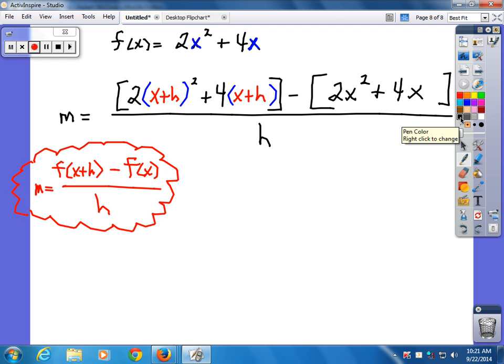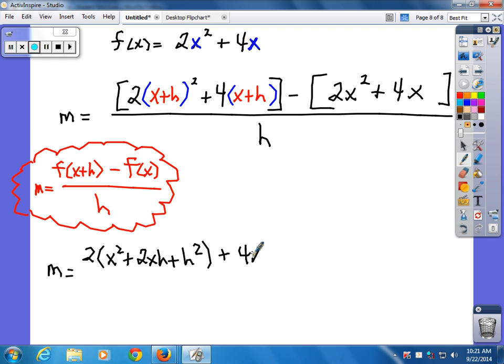So, m is equal to 2 times x squared plus 2xh plus h squared. And you'll have that memorized by the time we do the test. So it's kind of hard to screw that up. Plus what? 4x plus 4h minus what? 2x squared minus what? 4x all over h.